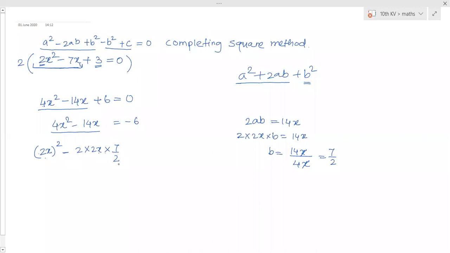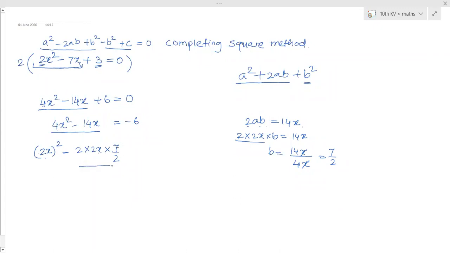To find the value of b, 2ab is equal to 14x. We substitute separately: 2 as it is, the value of a we got as 2x, so we write 2x, and then b, whose value we have to calculate, equals 14x. So b is equal to 14 by 4, since 2 into 2x goes to the other side, which is 7 by 2. So we get the value of b as 7 by 2.